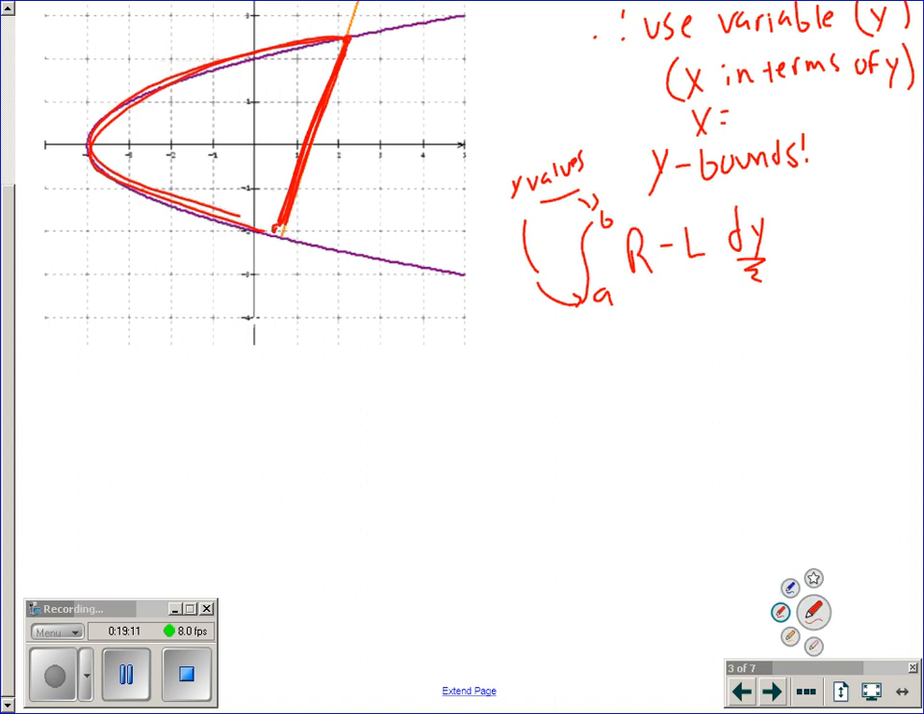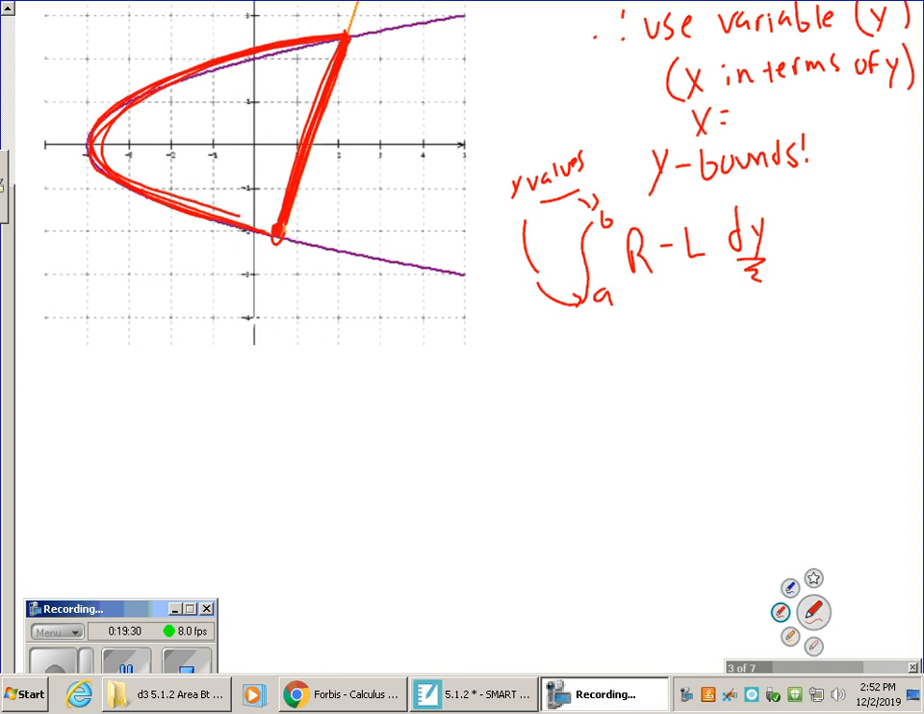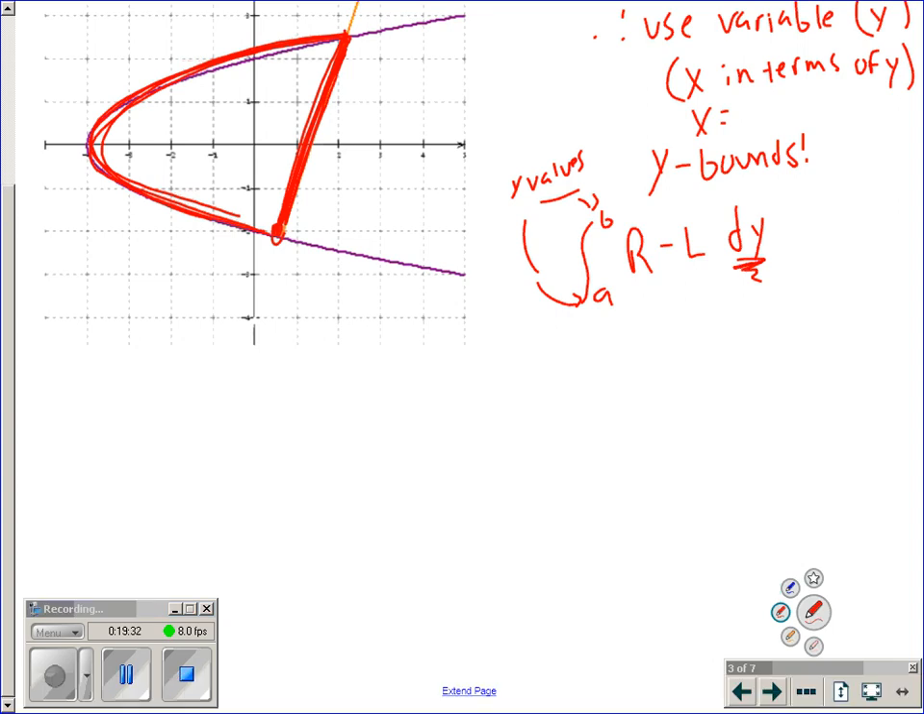Okay, cool. So anyway, in this problem, we can definitely see which one's the right function. It's going to be this linear equation, and we can see what the left function is here, and that's going to be my y squared equation. Now, because this is all in terms of y, I need to have 2 x equals equations to plug in for my right and my left instead of y equals equations.